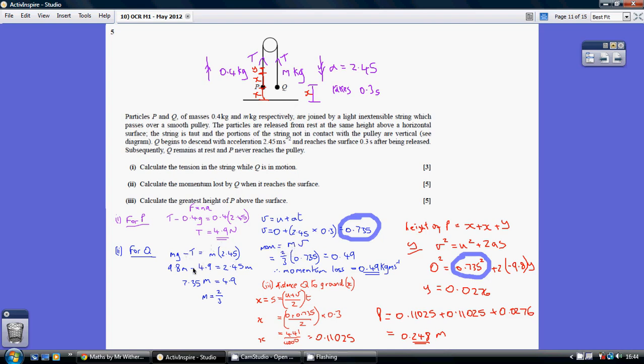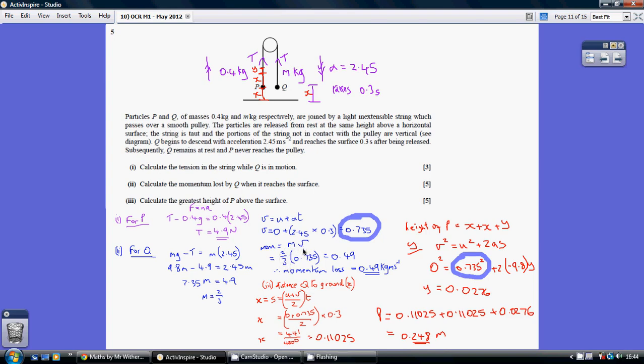So let's use Newton's second law again for Q. So again, our starting point is F equals ma. On this occasion, on this side we're going downwards, so the weight is greater than the tension, so our net force is mg minus T. So that's our left hand side, equals the mass times the acceleration, being 2.45. We know g is 9.8. We know that we just worked out T to be 4.9. Our only unknown is m, so we can work out that m is 2/3. So that's the first component of momentum.